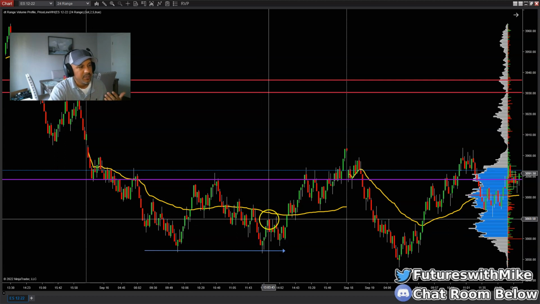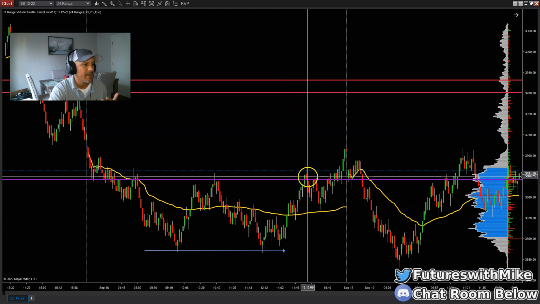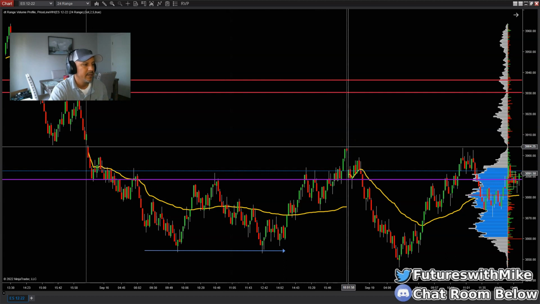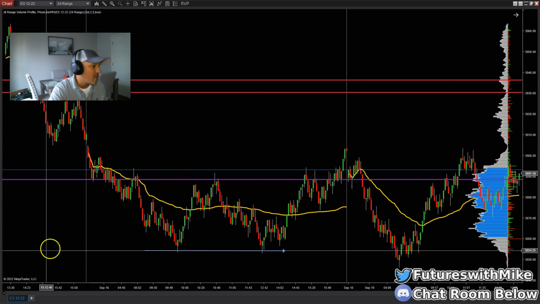But anyways, it pushes up, pulls back, of course. All markets do that. They have their ebbs and flows when they're moving in a certain direction. And then it goes all the way back up here to the high where liquidity sits and then pushes higher, okay? So there you go. Second example here, showing you on the 24 range.